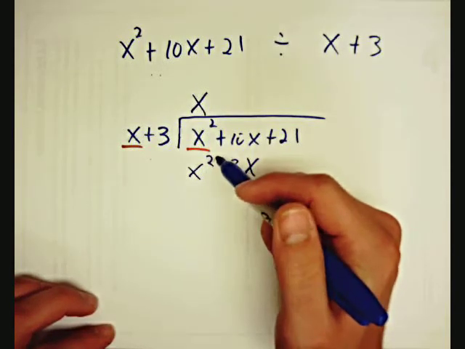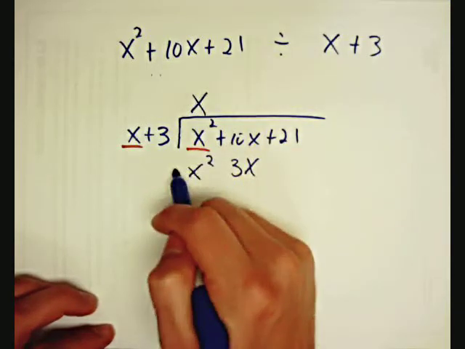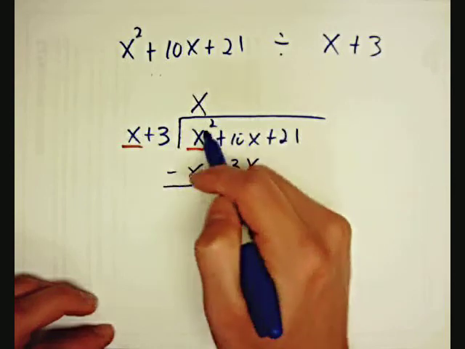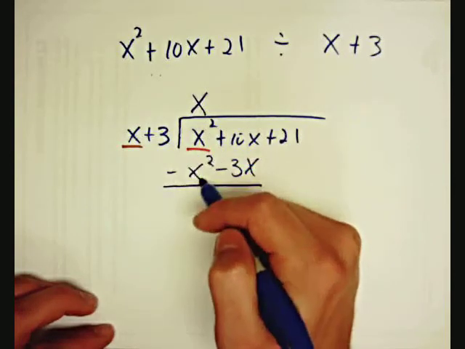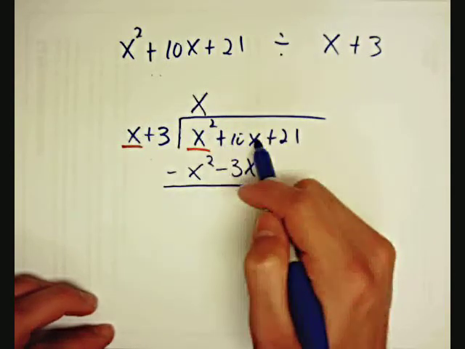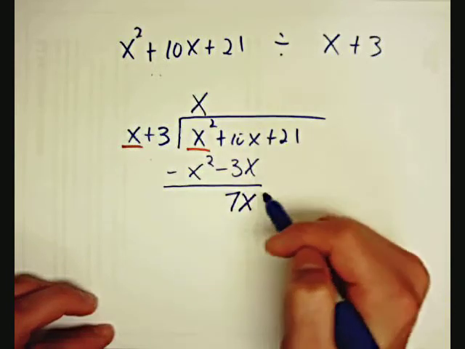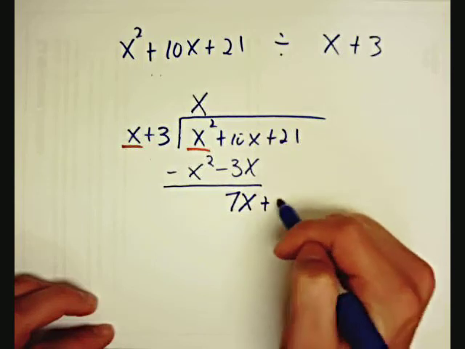After we multiply in long division, we subtract. Minus x squared minus 3x. The first two should always be 0 when we subtract. And then 10x minus 3x is 7x. Bring down the next term.